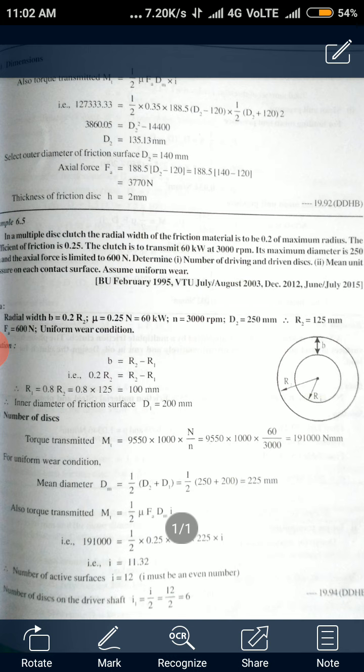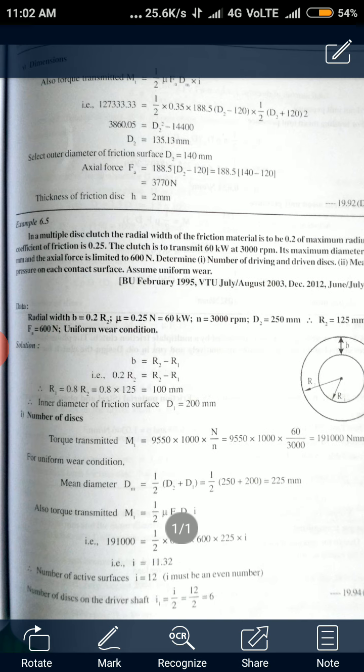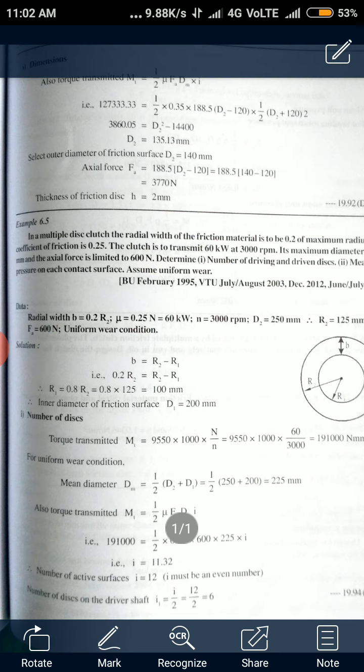The radial width of the frictional material is to be 0.2 of maximum radius. The friction coefficient mu equal to 0.25. The clutch is to transmit 60 kilowatt power N at speed small n of 3000 rpm. Its maximum diameter is 250 mm, that is d2. Axial force is limited to 600 Newton, that is Fa. Determine the number of driving discs and driven discs, meaning he is asking for i1 and i2, and the mean unit pressure p on each contact surface, and assume uniform wear theory.